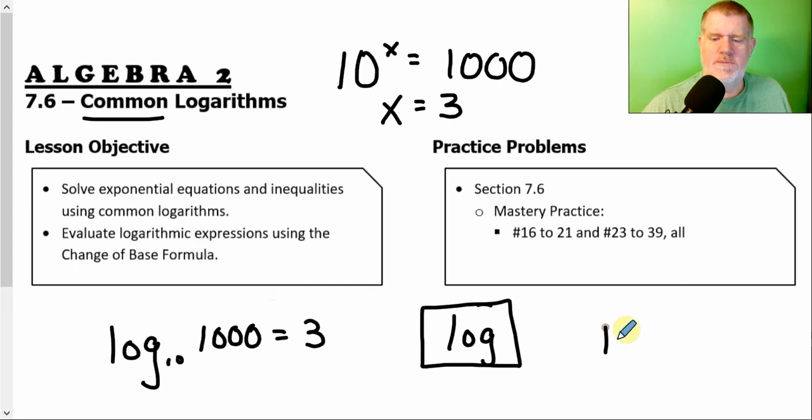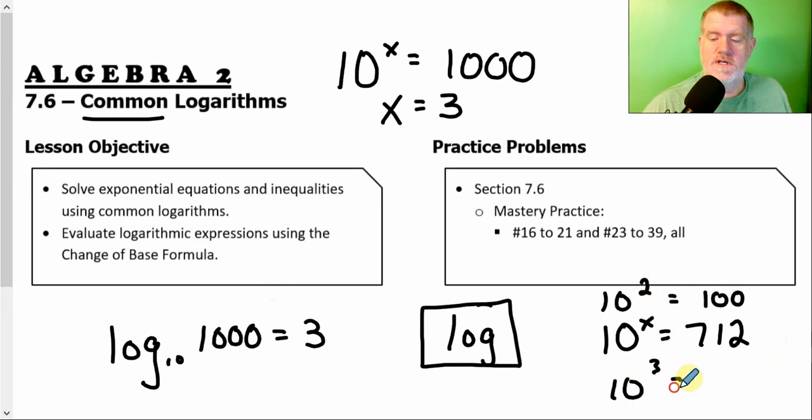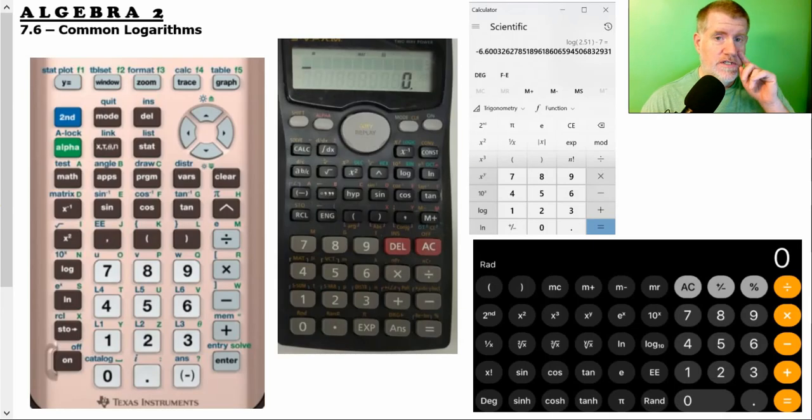It's going to help us figure out problems like this. Now, we don't know what the answer is exactly, but I know that 10 squared is 100. I know that 10 cubed is 1,000, so the answer has to be somewhere between 2 and 3. Well, guess what? We're going to figure out equations like that today. First thing I want to tell you is you're going to need a calculator for this. Now, on your 84, the log button is right there. It just says LOG. That's what you're looking for.